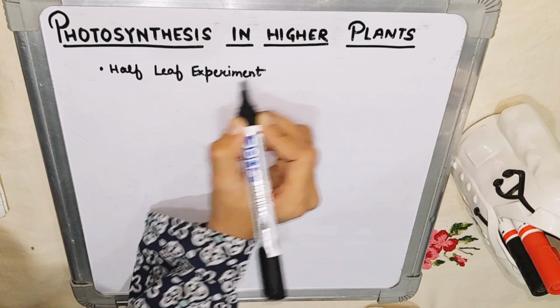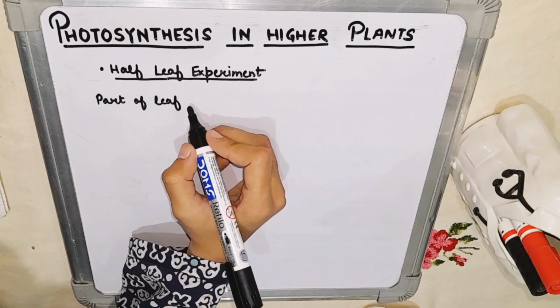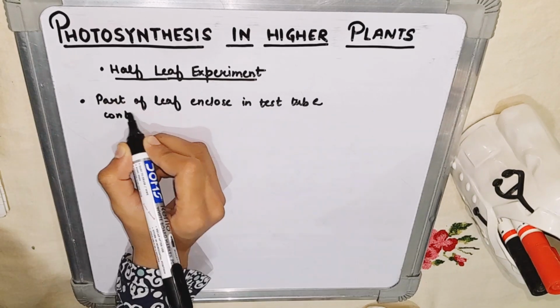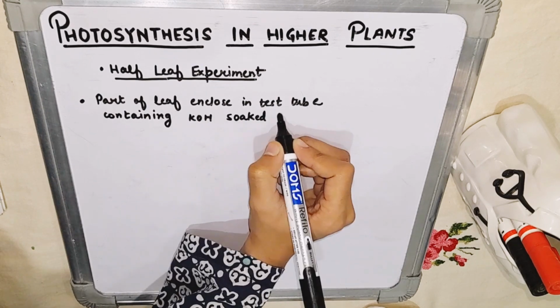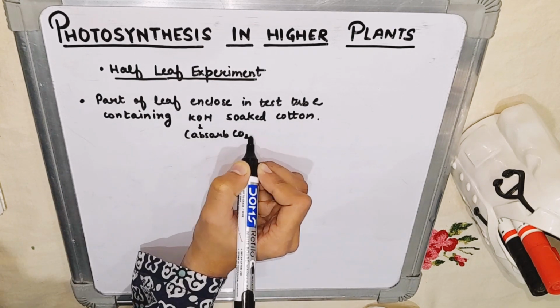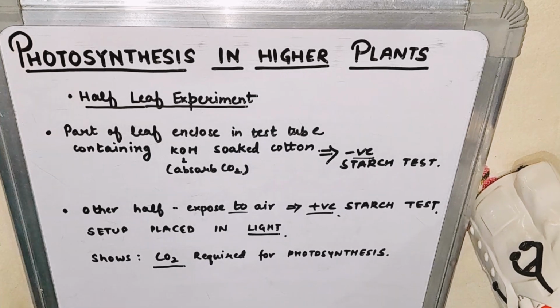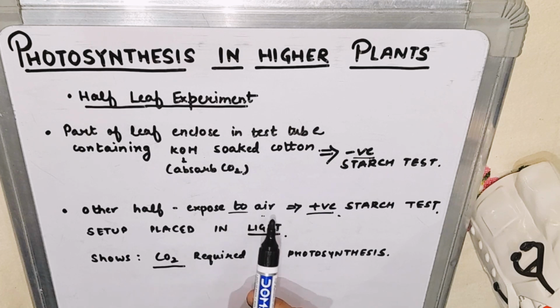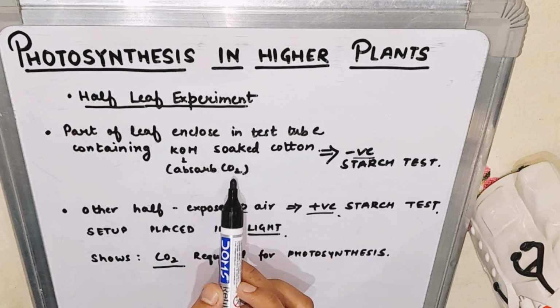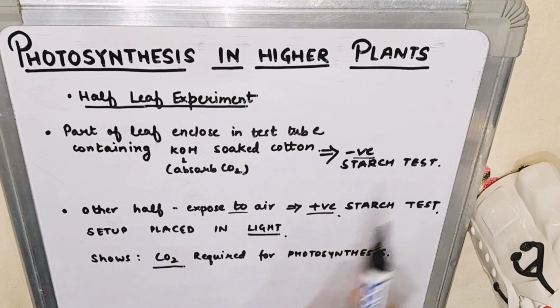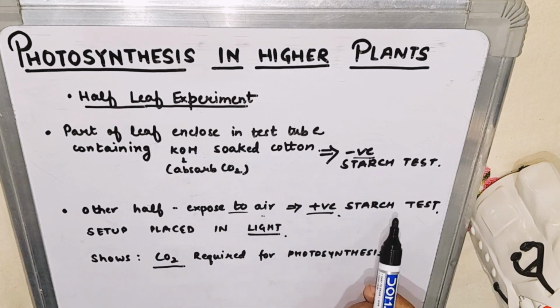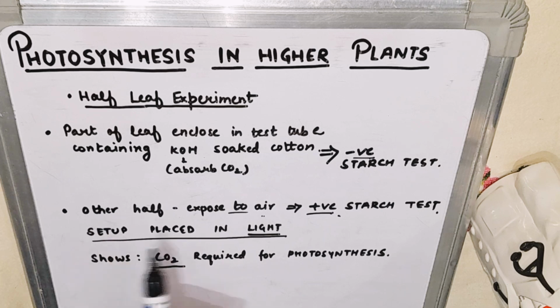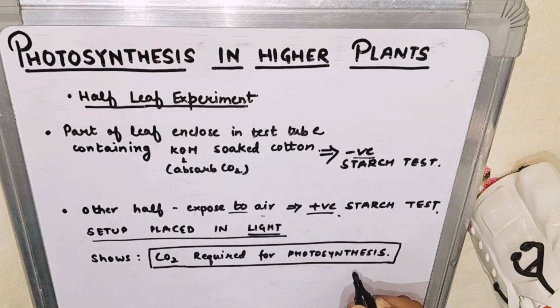Another experiment called the half-leaf experiment, in which a part of the leaf was taken and enclosed in a test tube containing KOH soaked in cotton. Now this KOH is used to absorb carbon dioxide. The other half of the leaf was exposed to air. What they found is that the part which was in the test tube gave a negative starch test, and the part which was exposed to air gave a positive starch test. This setup was placed in light, so the result was that carbon dioxide is required for photosynthesis.